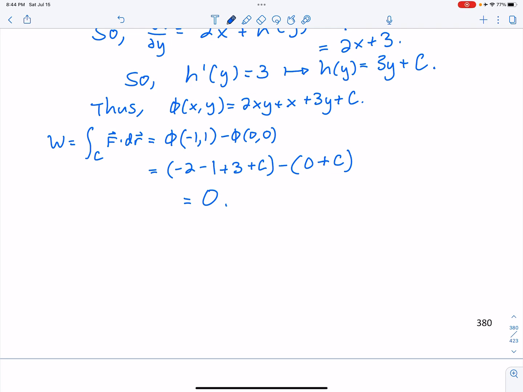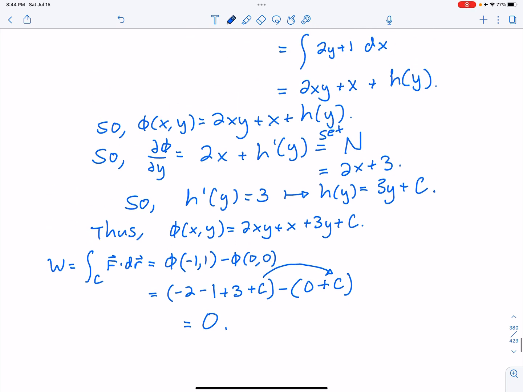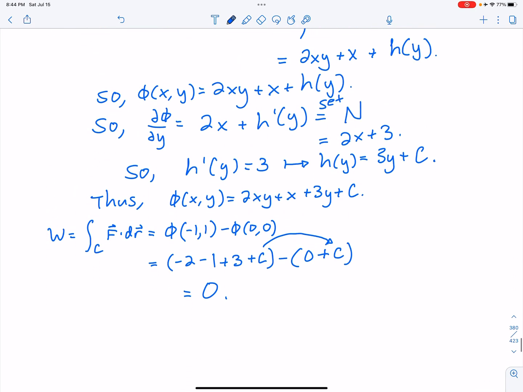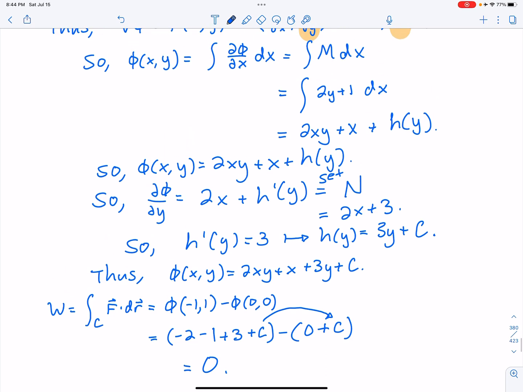The c's go away as well. I'm never going to write the c again because if you think about it, we're always going to have a c minus c. This is a definite integral. They go away just like they did in Calc 1. So the work done here is 0. There we go. So that's actually how we use this method given a conservative vector field. We can work backwards, find our potential function, and then just plug our values in as long as it's conservative.